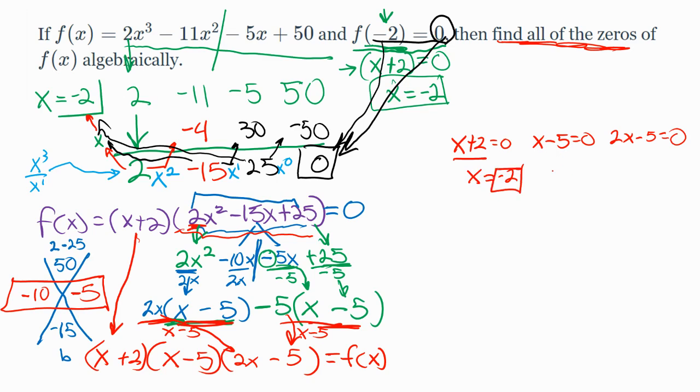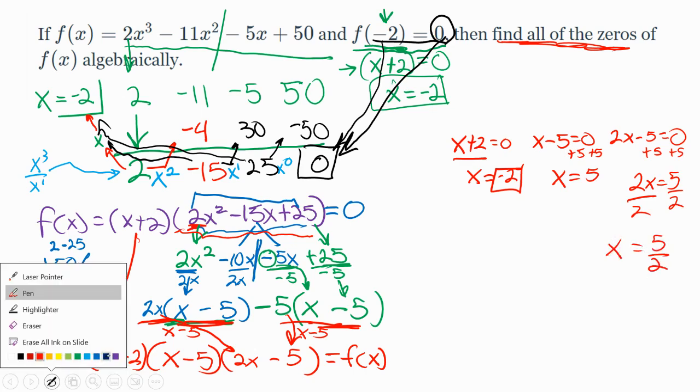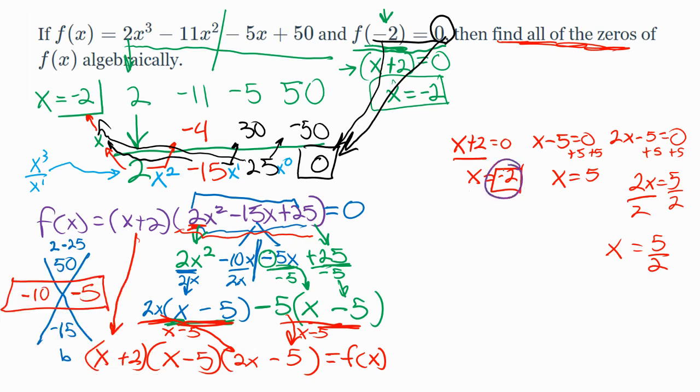I have now x equals 5 if I add 5 to both sides. And then I get this one. I add 5, which gives me 2x equals 5. And then I divide by 2 for both sides to get x equals 5 halves. So my three solutions, my three x-intercepts, my three zeros for this function are negative 2, positive 5, and 5 halves. So negative 2, 5, and 5 halves are the solution set.